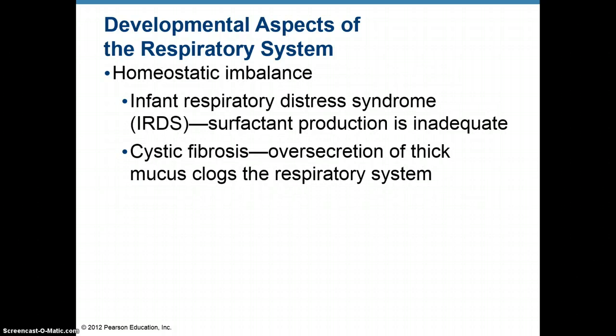Homeostatic imbalances. We have what we call infant respiratory distress syndrome, IRDS. That means their lungs and alveoli don't have a lot of surfactant. As a result, their alveoli tend to collapse. Cystic fibrosis is genetic. A lot of children are born with this. As a result, their mucus membranes produce too much mucus. They oversecrete mucus and clog up the respiratory system, so a child cannot breathe because there's too much mucus clogging it up.